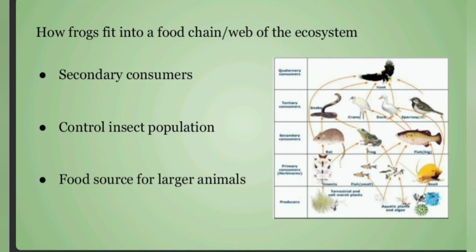In a food chain, frogs are secondary consumers. They control insect populations, but are also a food source for larger animals. In the slide, you can see a diagram that shows that frogs consume a variety of insects and small fish, but they are also consumed by larger organisms like snakes and cranes.